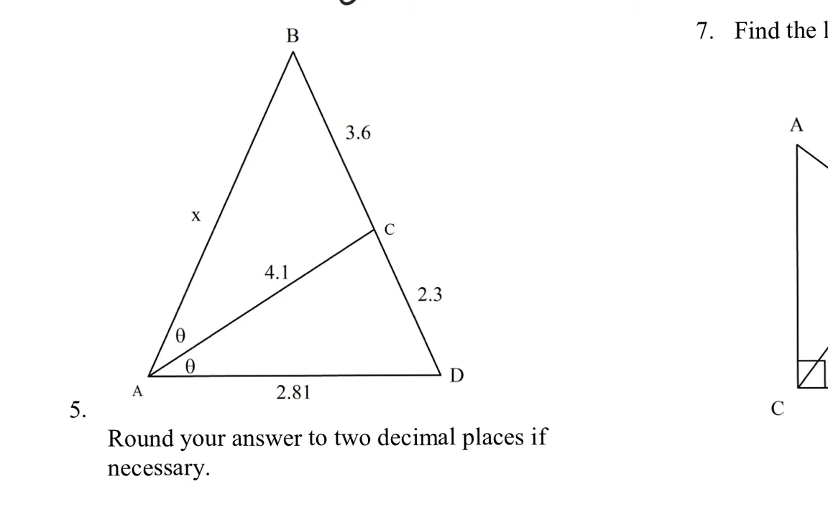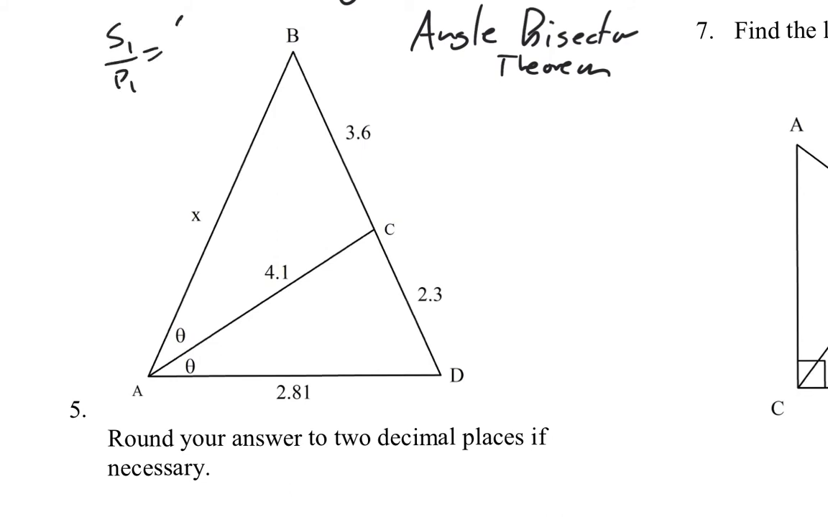Well, therefore, we can use the angle bisector theorem. And the way I summarized that for you guys, remember I said I want you to do side 1 over part 1 equals side 2 over part 2. Now there's a lot of different ways you could set this up. I mean, you could do side 1 over side 2, part 1 over part 2. It doesn't matter. Again, just as long as we're consistent.